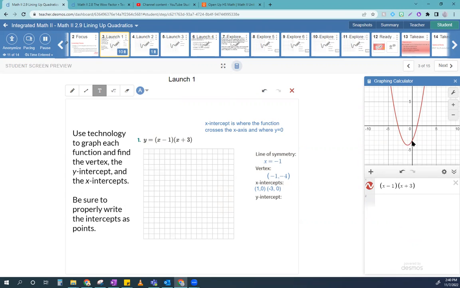Yeah, 0, comma, negative 3. This guy right here, very good. So here, go here, and it's 0, comma, negative 3. Very good. Okay, so that's basically your answer.